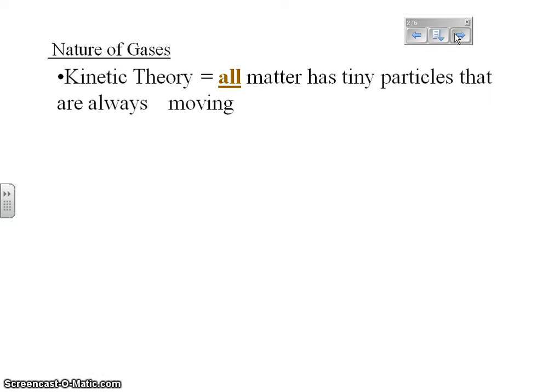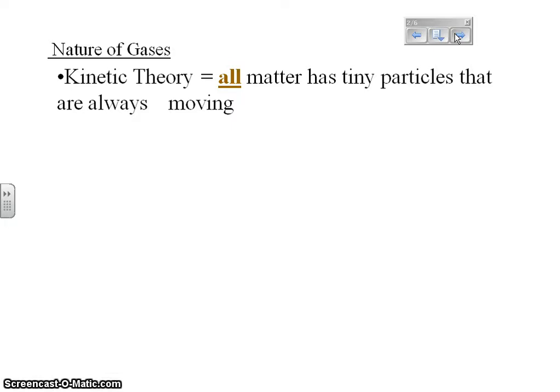Okay, there's an idea out there, it's called kinetic theory, that all matter has tiny particles that are always moving. Doesn't matter if it is the table that you might be sitting at right now at home, or the book that you might be writing this on, or the paper. The particles inside that paper are always moving. Now, we cannot see it in a solid very easily, but when we look at gas, that's pretty easy to understand, that those particles are always moving. But in a solid, it's very difficult.